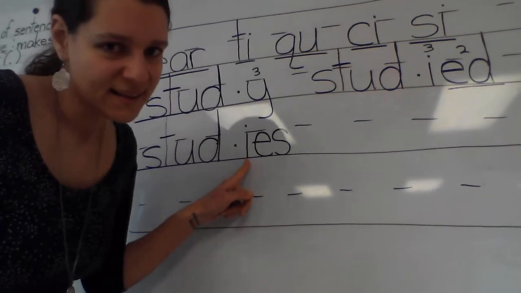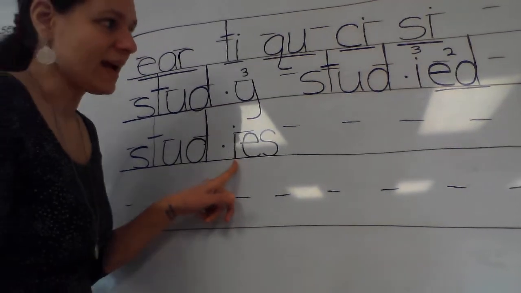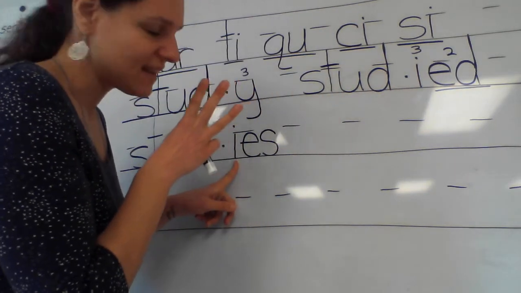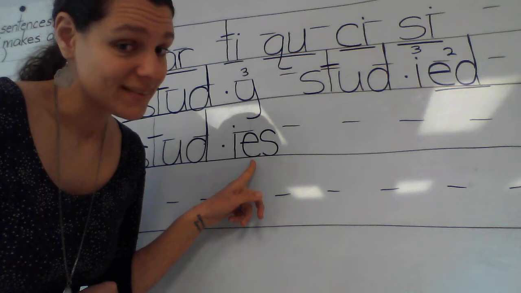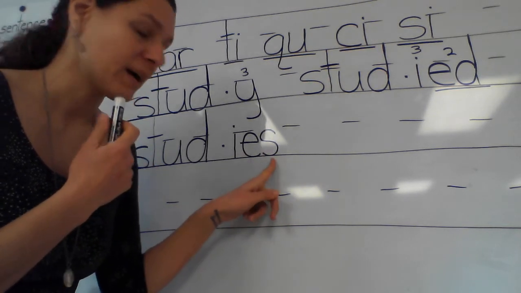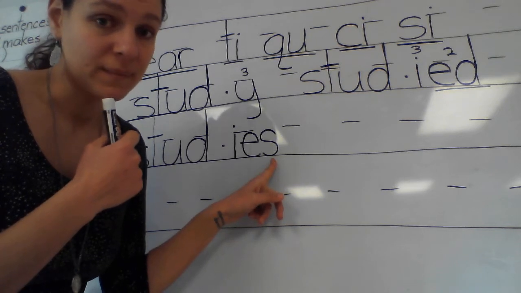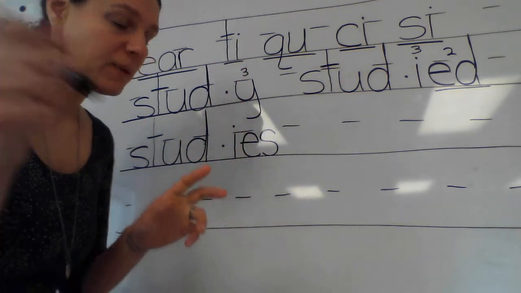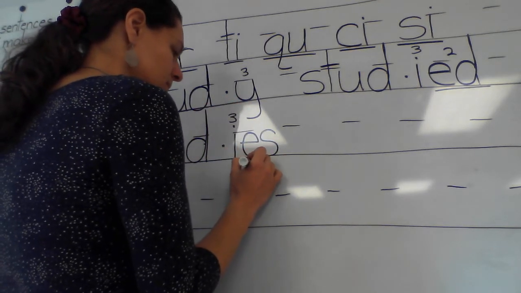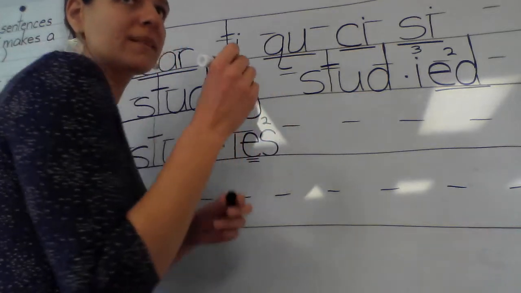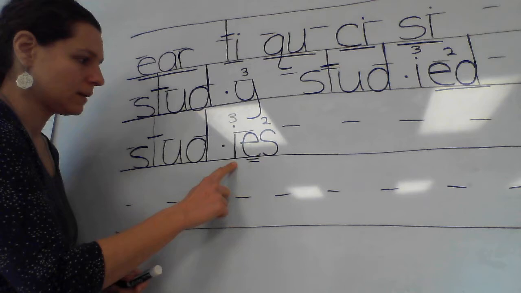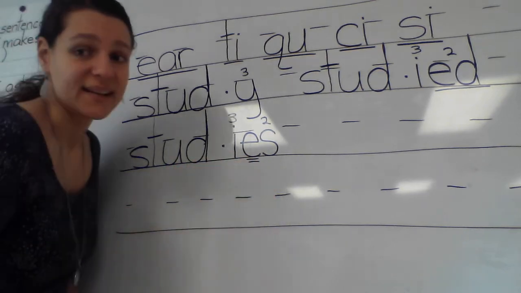How about this? Every time this says E, it gets this. So this is going to get a 3. How about this one? It's silent. What do we do to silent letters? Good, we double underline them. How about this one? Good, Z, it gets a 2. Pick up your pencil. And let's read our word. Good, studies.